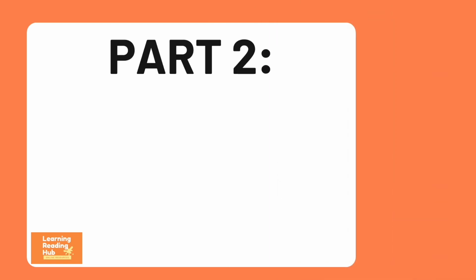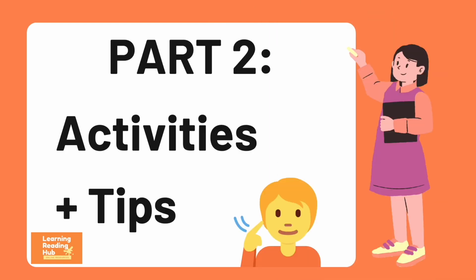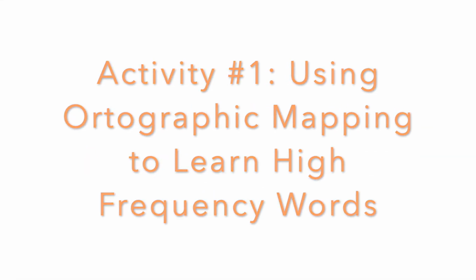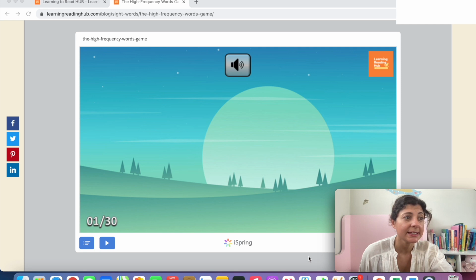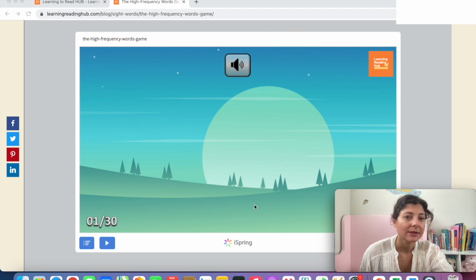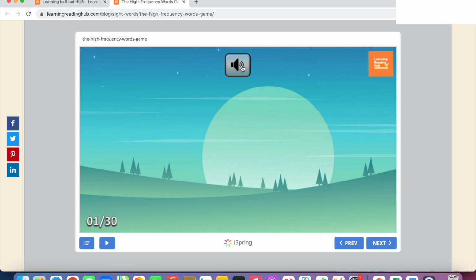Part 2. Activities and tips. Activity number 1. Using orthographic mapping to learn high-frequency words. The first activity is aimed at learning high-frequency words using orthographic mapping principles. For extra convenience, we are going to be using a free online game called the High-Frequency Words Game, which is available completely for free at our website, learningreadinghub.com.